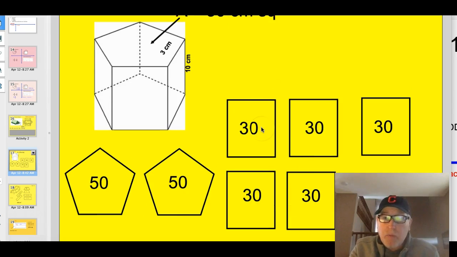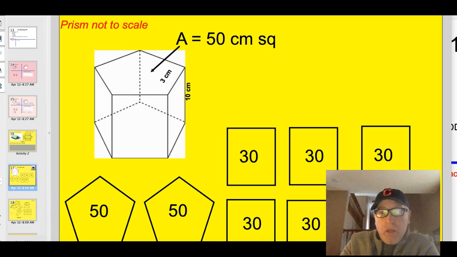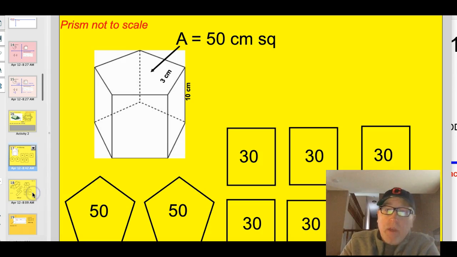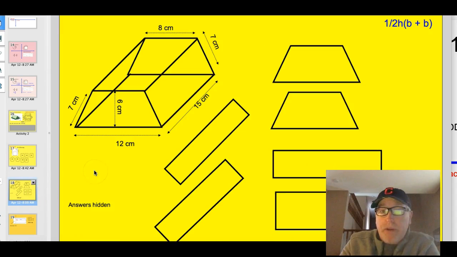So I will just add them up quickly. 30 plus 30 plus 30 plus 30. 5 30s is 150. Here's 100 more. 250 centimeters squared. All right? Think about that one for a minute. Believe it or not, that one is actually a little bit easier than many of the ones we're going to look at today. Okay, let's get to the bad boy here.